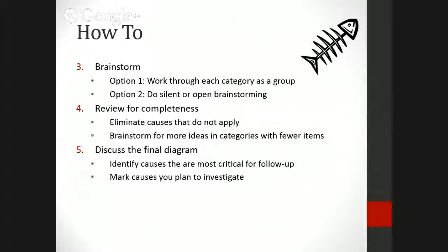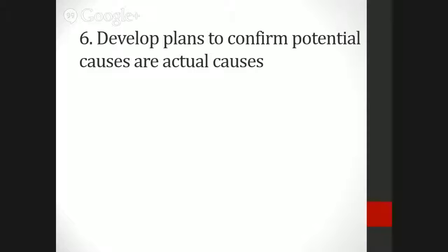So, basically when you're going to brainstorm the cause of a problem, you work through each category as a group. You take the crazy ones out. Because you can put crazy ideas in a brainstorm, then you go back and review it and say, that probably won't work. And then you discuss the final diagram. You look for the causes that you think are most critical to follow up, and mark causes you plan to investigate.